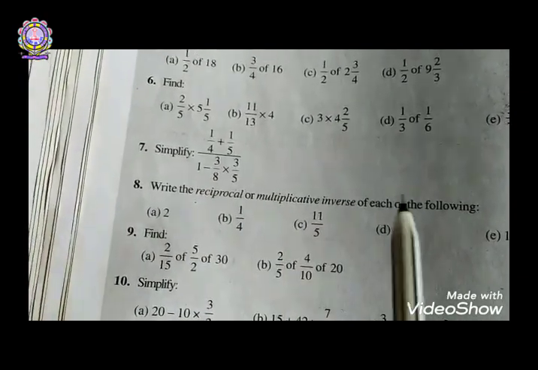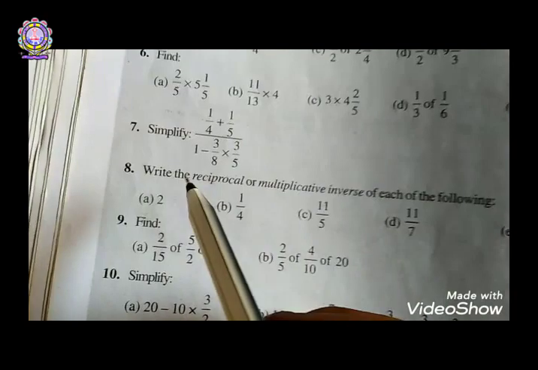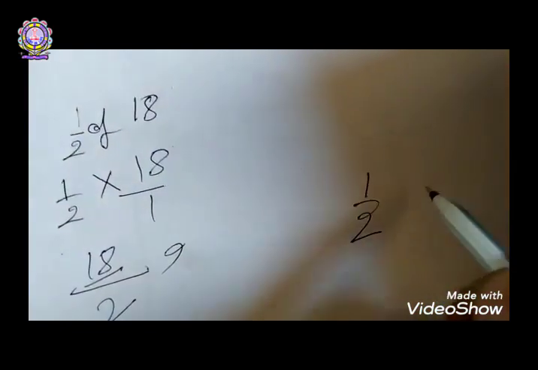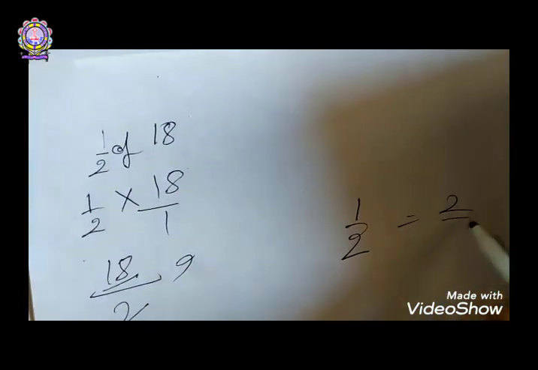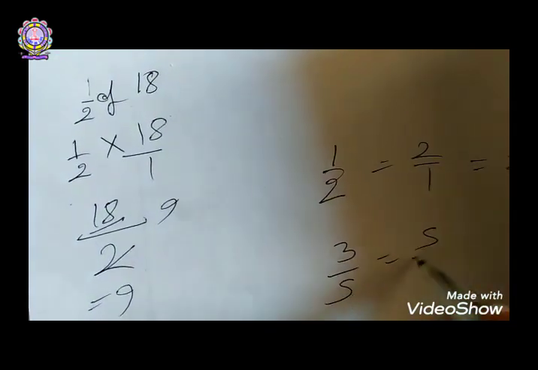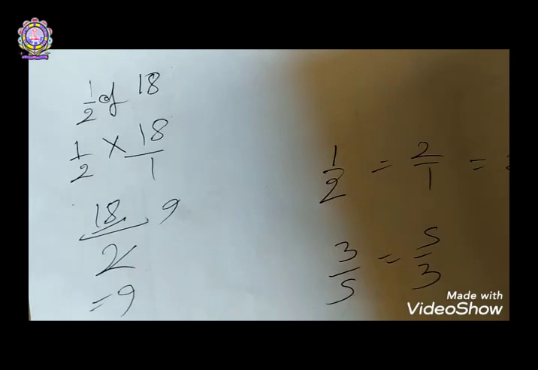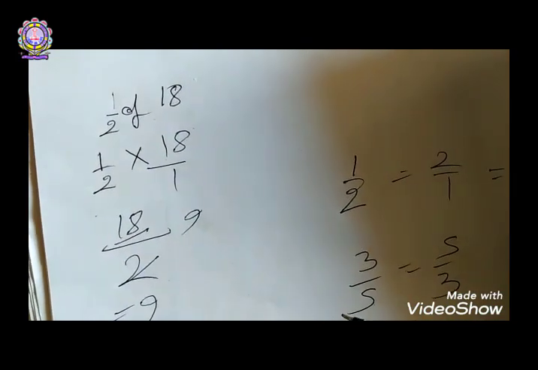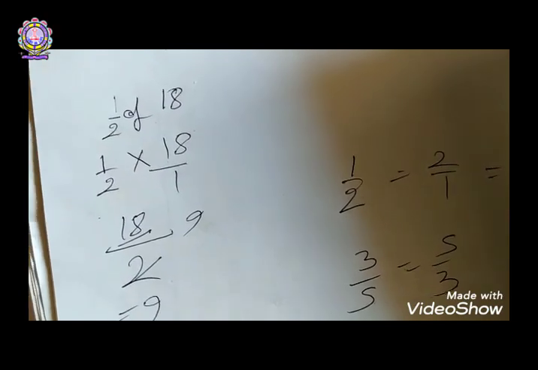Reciprocal or multiplicative inverse of each of the following. What is the reciprocal? Check it. The reciprocal of 1 upon 2 is equal to 2 upon 1, or say 2. The reciprocal of 3 upon 5 is equal to 5 upon 3. So to write the reciprocal, just write the denominator in place of the numerator and the numerator in place of the denominator.